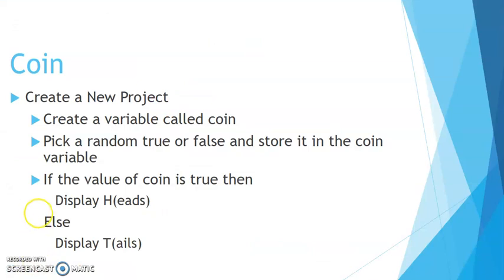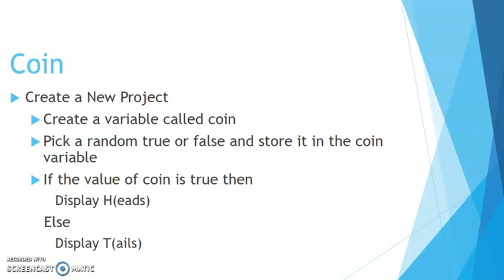So in our next project, we're going to simulate the tossing of a coin. So again, we're going to create a new project. We're going to create a variable called coin, and we're going to set the value of the coin variable to a random true or false. So we're just going to look at a different type of variable this time. We can have a variable, a Boolean variable it's called, which can have a value of true or false.